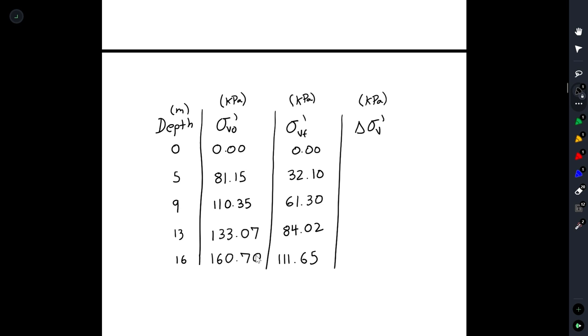these two values, we are gonna get, let's pick any of them randomly. So let's do the 60 meters. That is 111.65 minus 160.70. We are gonna get a change in effective stress of minus 49.05.